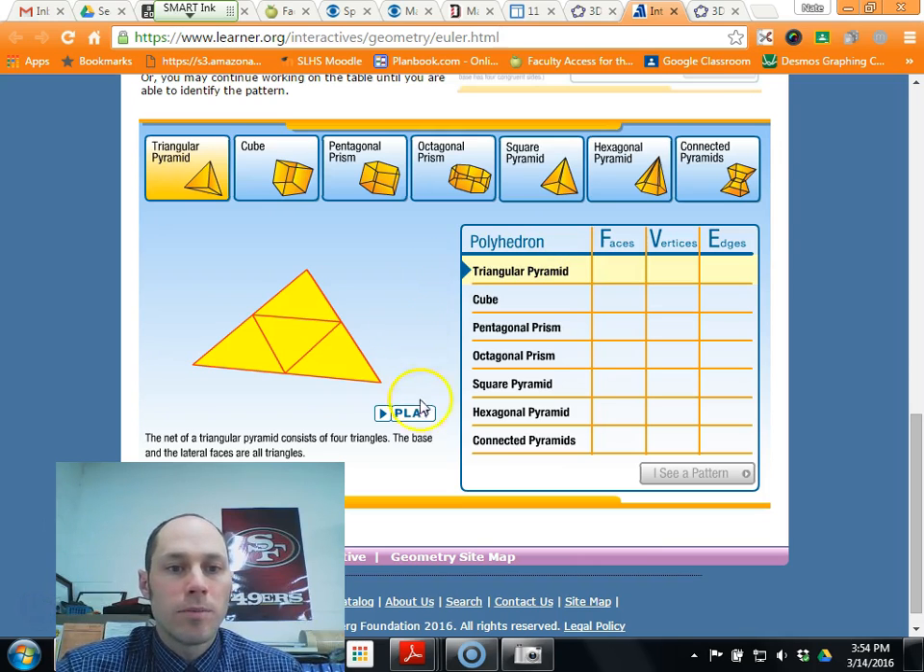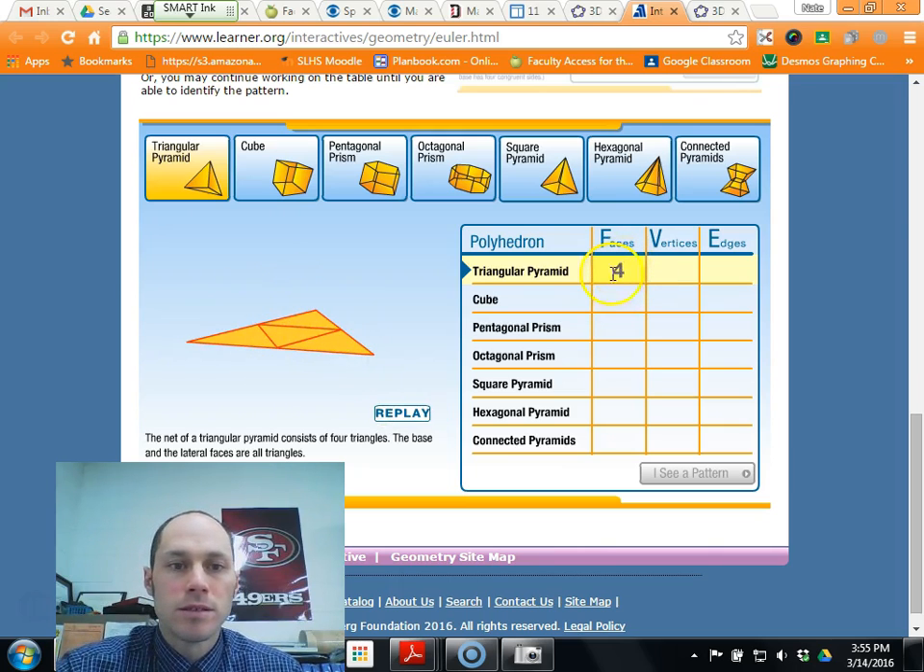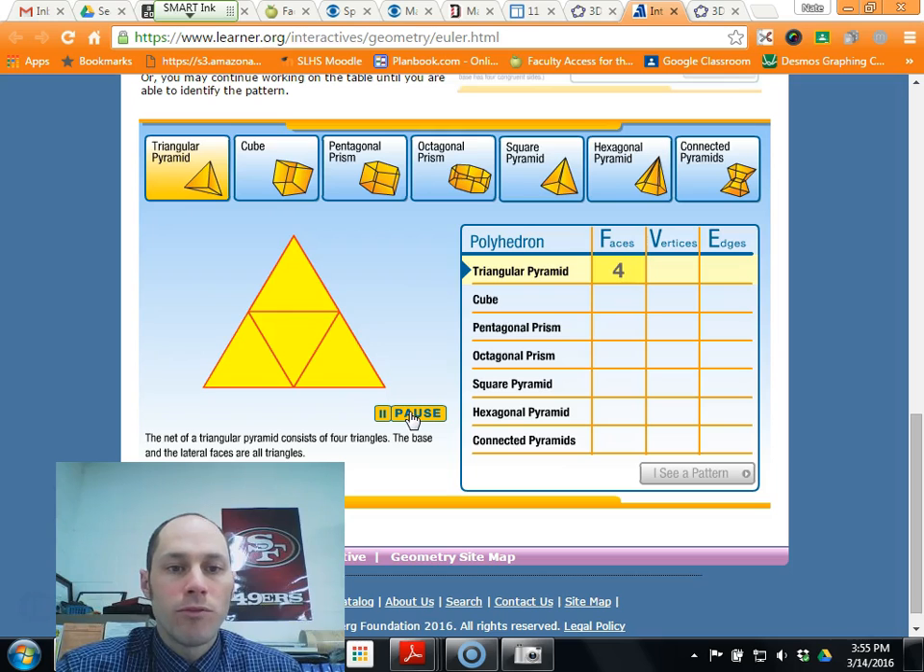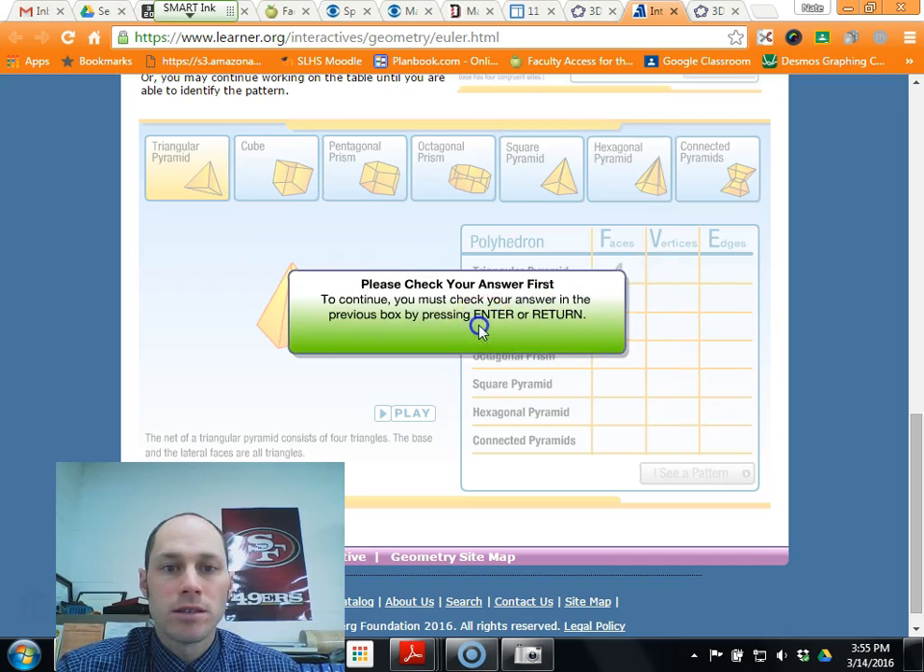So let's start off with the triangular pyramid. I can click play to take a look at the net and see how it's folded together. We call it a net when we take all the faces and unfold it. So if we do that, we can take it at any point and pause it so that we can take a look at the faces. When it's unfolded, we can see that there are 4 faces, and when we fold it all back together, we can see that there are 1, 2, 3, 4 vertices.